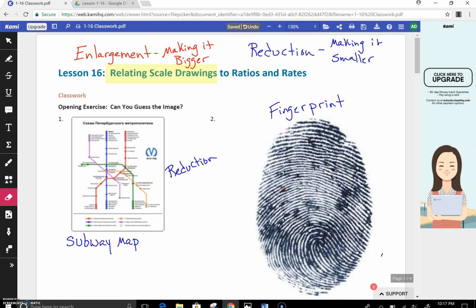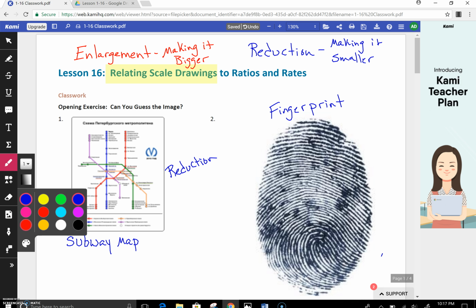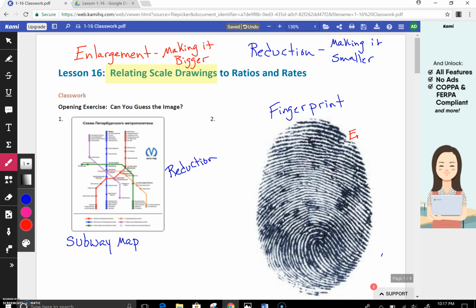The opposite of that is the fingerprint. On your paper, it's pretty large, and it's much bigger than an actual fingerprint would be. So you're looking at an enlargement of the fingerprint. Now everything about it is the same as the smaller fingerprint would be. It's just blown up into a bigger picture. So when we're talking about scale drawings, you're either taking something that's big and shrinking it down, or you're taking something that's small and blowing it up. It looks exactly the same. Everything about it is the same. The size is just different.